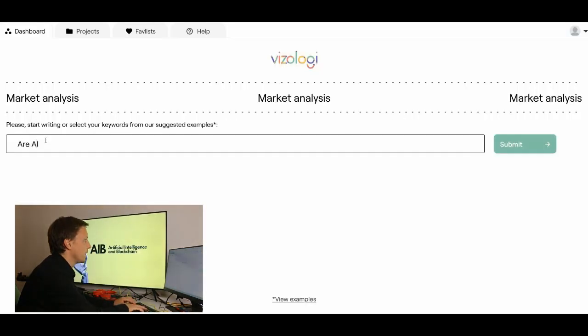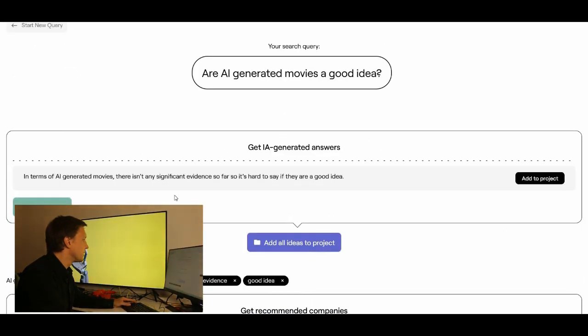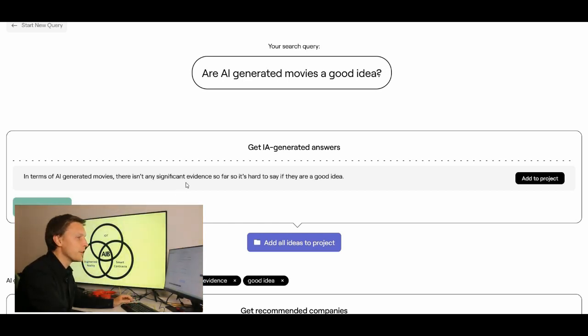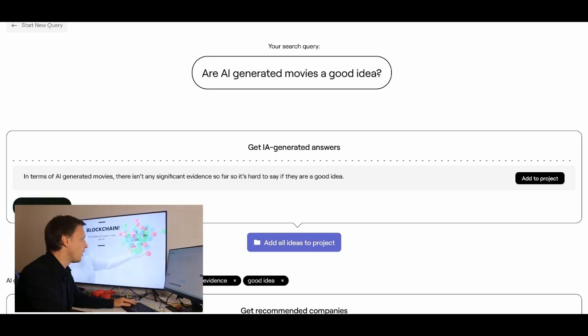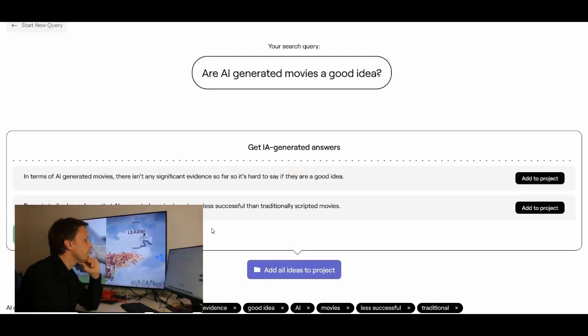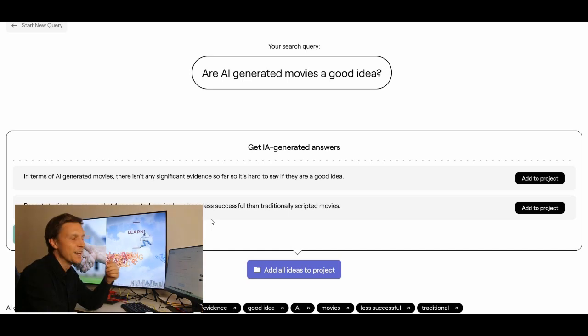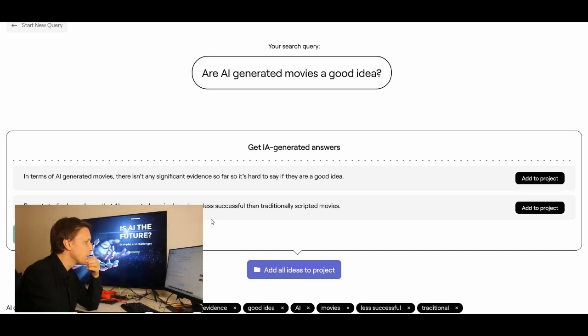Are AI-generated movies a good idea? The answer is, in terms of AI-generated movies, there isn't any significant evidence so far. So it's hard to say if they are a good idea. Yeah, we already also knew this, but it's interesting that it gives us this answer. Recent studies have shown that AI-generated movies have been less successful than traditionally scripted movies. Yeah, so far I would also agree.